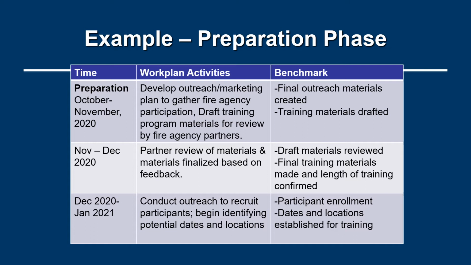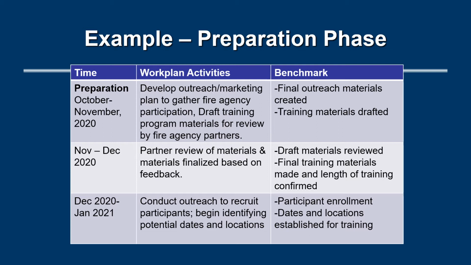In this table, there are 3 vertical columns, labeled from left to right as time, work plan activities, and benchmark. There are 3 horizontal rows underneath these headers. Let's look at the first row. Under time, it says Preparation, October through November 2020.